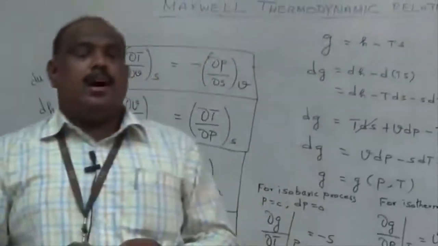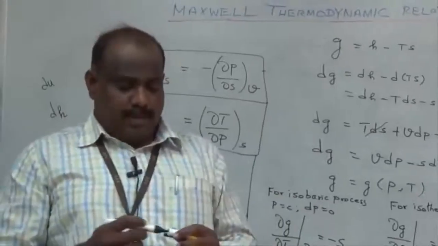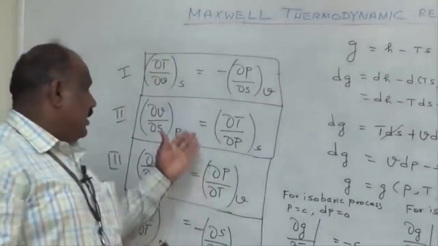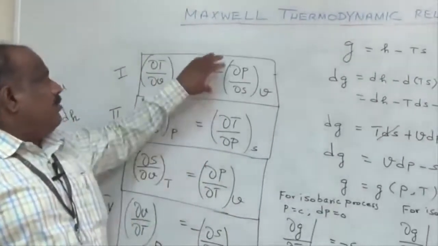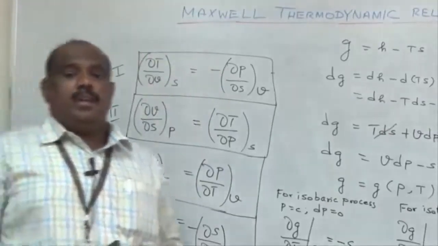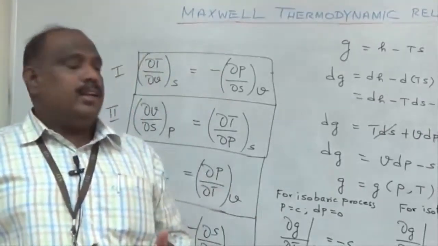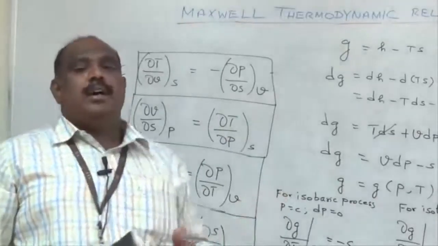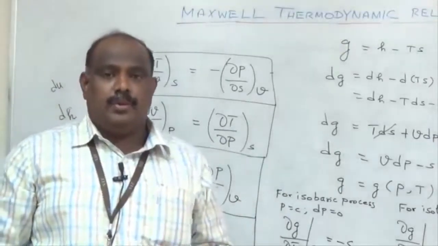In the next session, we will discuss how to obtain the second, third, and fourth Maxwell relationships from the first relation itself by using the cyclic relation and the chain rule. Thank you.